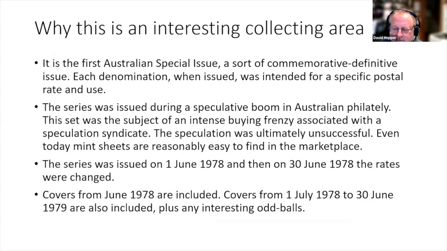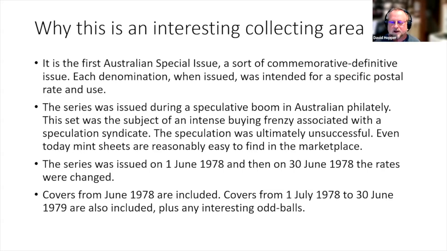When these were issued in 1978, there was a monster speculative boom going on in Australia. A syndicate got together and tried to corner the market on these stamps, tried to buy them all so they could jack the values up and sell them. Didn't work, but put a lot of mint sheets in somebody's attic to deal with later. There are half a dozen sets of mint sheets today on eBay for sale. Go buy them. Common. Not that many used on cover, but lots of stuff.